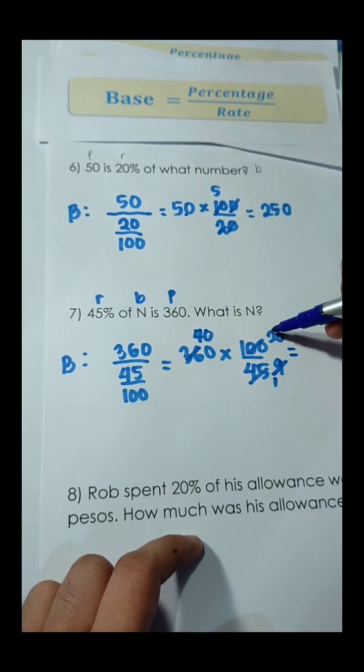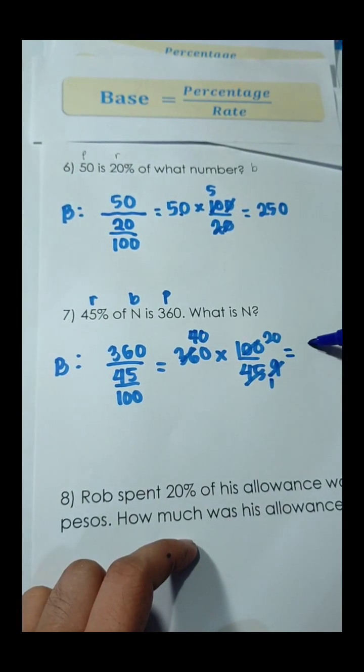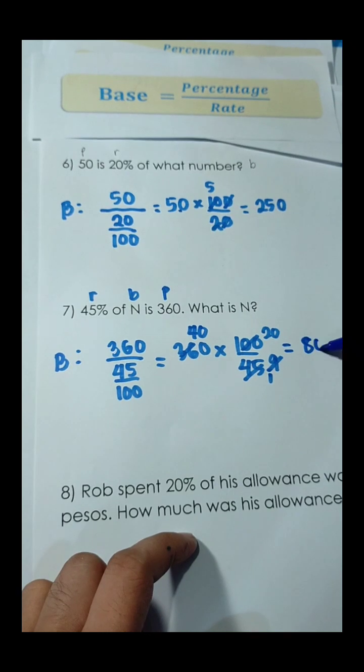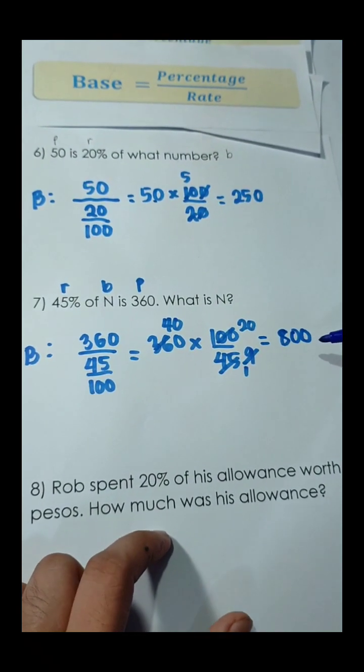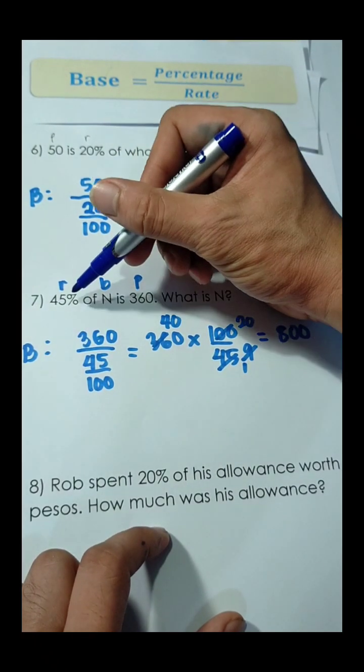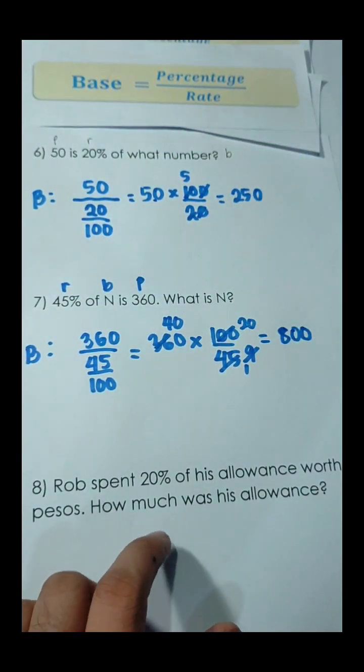Here we have 2 times 4 is 8. And we add 2 zeros. That's 800. So 800 is the base. And 45% of the 800 is 360.